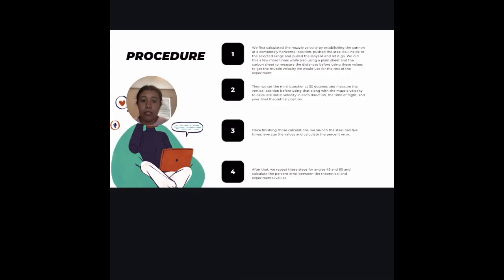Then we set the mini launcher at 30 degrees and measured the vertical position before using that, along with the muzzle velocity, to calculate the initial velocity in each direction, the time of flight, and our final theoretical position. Once finishing those calculations, we launched the steel ball 5 times, averaged the values, and calculated the percent error. After that, we repeated these steps for angles 45 and 60 and calculated the percent error between the theoretical and experimental values.